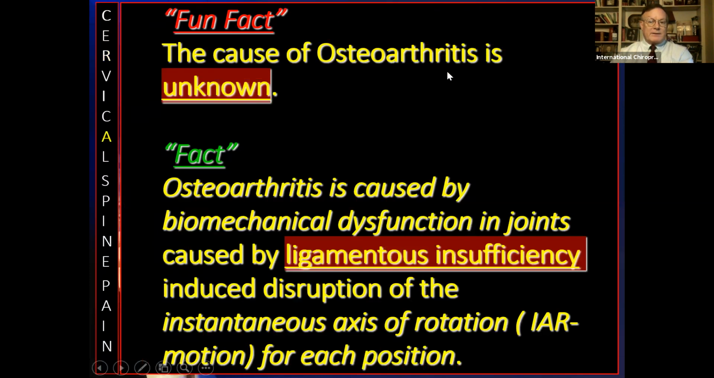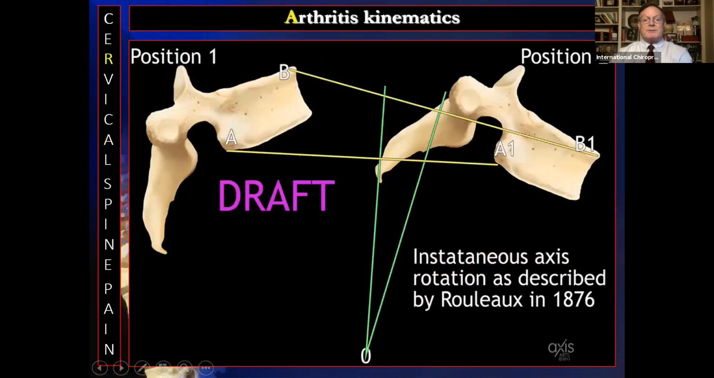Now, fun fact, the cause of osteoarthritis is unknown. The fact is, the cause of osteoarthritis is biomechanical dysfunction of the joints. This is ligamentous insufficiency or tightening, and it changes the instantaneous axis of rotation of these vertebrae relative to one another.